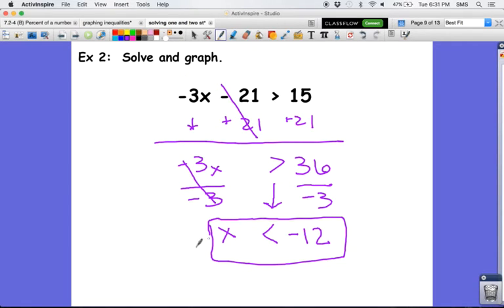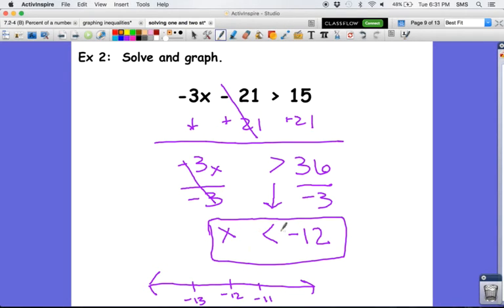It does ask for us to graph it, so I'm just going to draw a real quick graph down here. I can always start my graph right at the number of our solution. We do not start from 0. Make sure we number at least one number on each side of our graph. Okay, and then what I'm going to do is I'm going to plot my point.